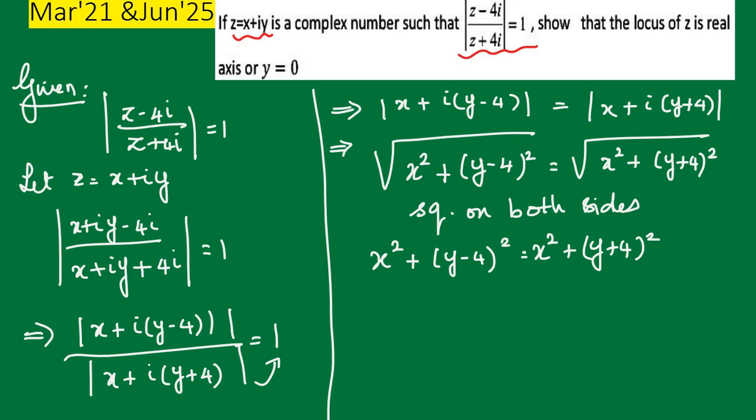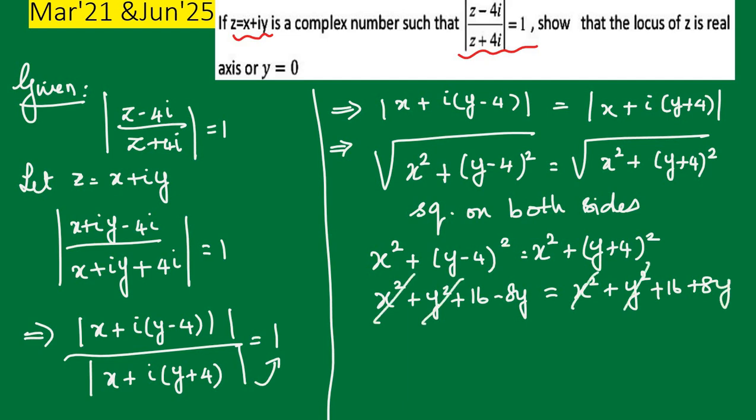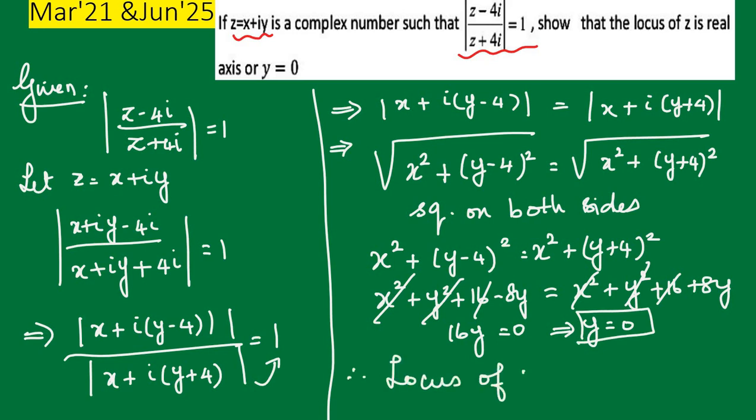Expanding the equation, we get x squared plus y squared plus 16 minus 8y is equal to, right hand side, x squared plus y squared plus 16 plus 8y. So on both the sides, x square, y square, 16 gets cancelled. We get 16y is equal to 0, which implies y is equal to 0. Y is equal to 0 is the equation of the real axis. Therefore, we say the locus of z is the real axis, that is y is equal to 0.